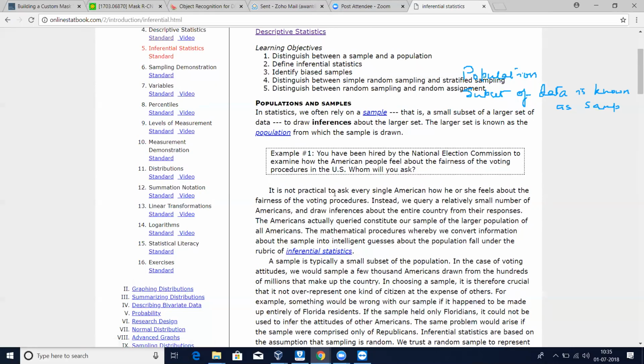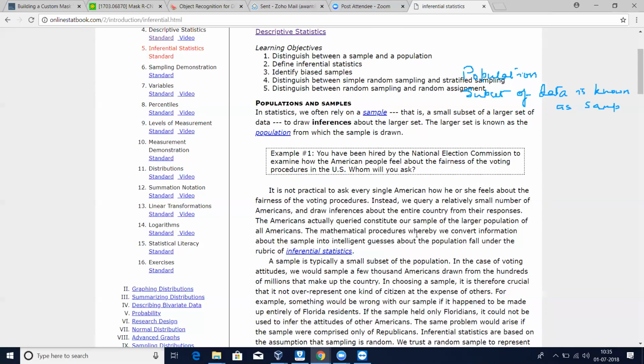It is not practical to ask every single American how he feels about the fairness of the voting procedure. Instead, that's what you do, right? After the election, you pick out a sample of folks and understand whom they have voted for, and assuming that they are a representative sample, you can conclude that this party is winning. Exit polls. That's what it means, right?